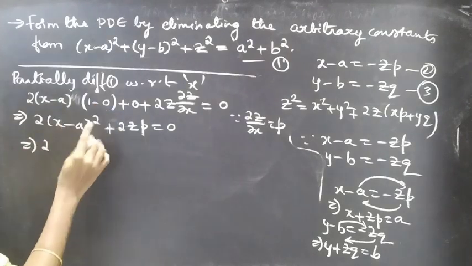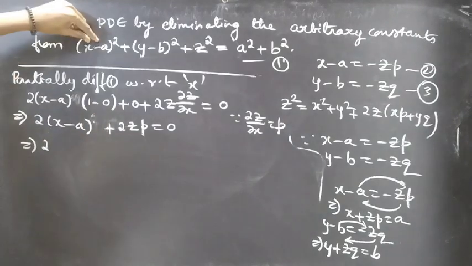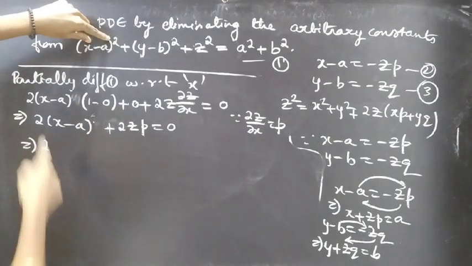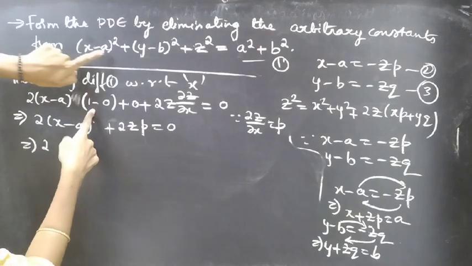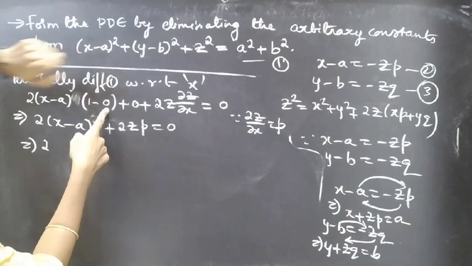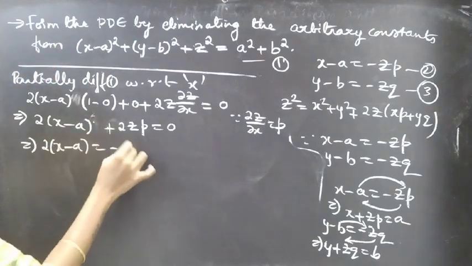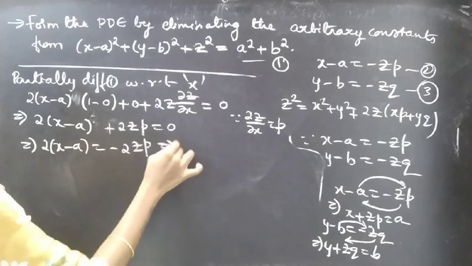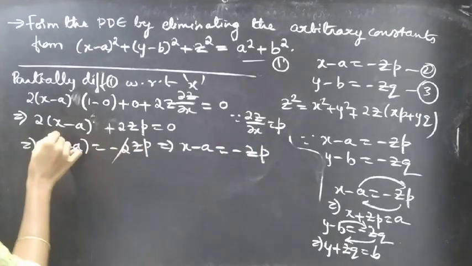So you'll have 2 times (x minus a). Partial derivative of (x minus a) whole square is 2 times (x minus a) into the inner derivative, that is partial derivative of x with respect to x is 1, minus partial derivative of a constant with respect to x, 0. Okay, which gives us x minus a equal to minus zp, by cancelling this 2.